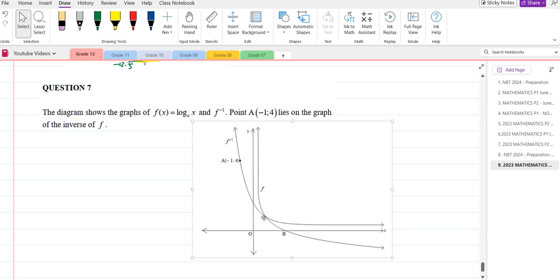I can see the graph of f is going close to the y-axis. So the y-axis is a vertical asymptote. The horizontal asymptote is the x-axis. So not bad. Right. Point A, which is minus 1 and 4, lies on the graph of f inverse. Point A, which is minus 1 and 4, lies on the exponential function. Right. Now let's answer the questions.